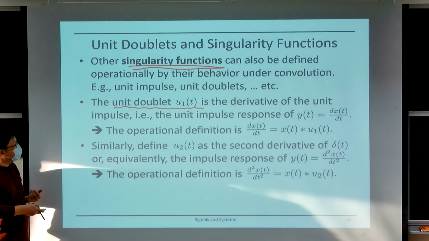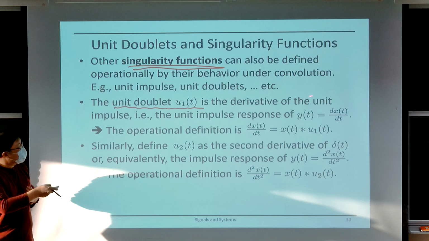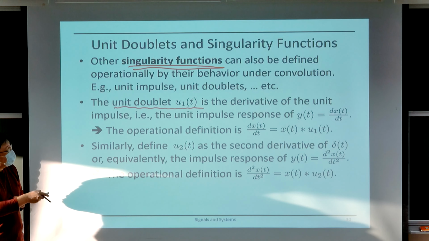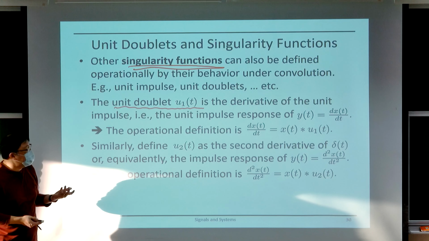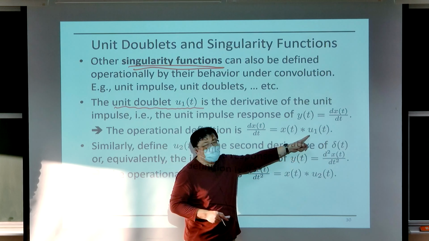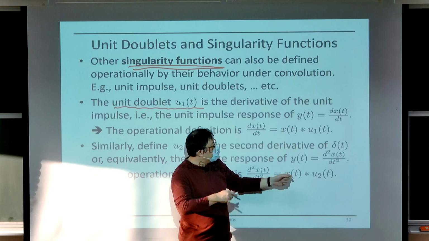So if you define u sub 1 of t as the derivative of a unit impulse, then you can also view it as the impulse response to a system like this. So the operational definition of this unit doublet is a function u sub 1 of t such that when convolved with a signal, meaning that if you input any signal x of t into this system, your output would be the derivative. Okay?